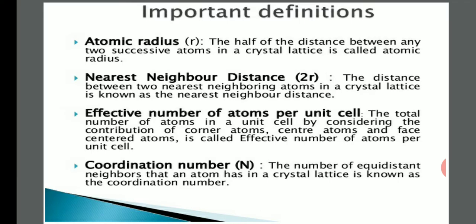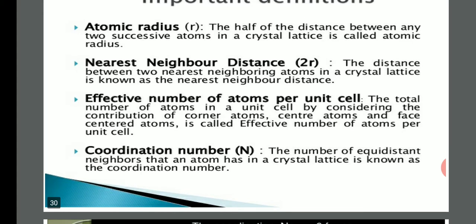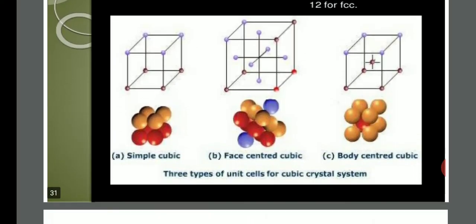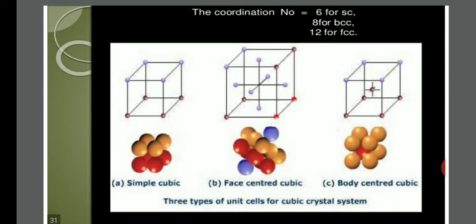Coordination number. It is denoted by capital N. The number of equidistant neighbors that an atom has in a crystal lattice is known as the coordination number. The coordination number of simple cubic is 6, body center cubic is 8 and face center cubic is 12.